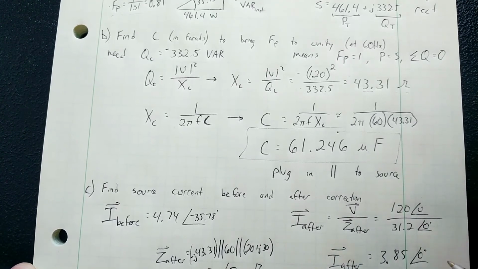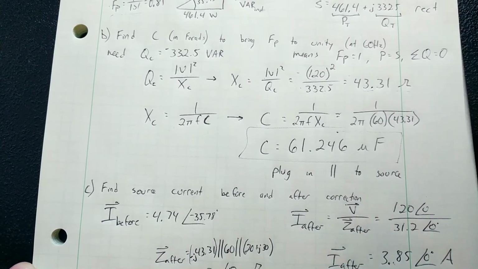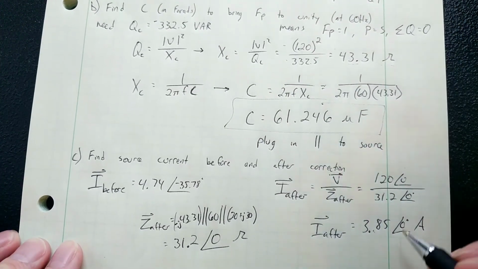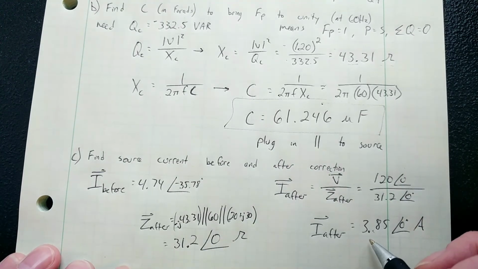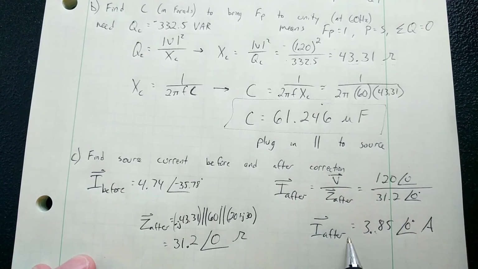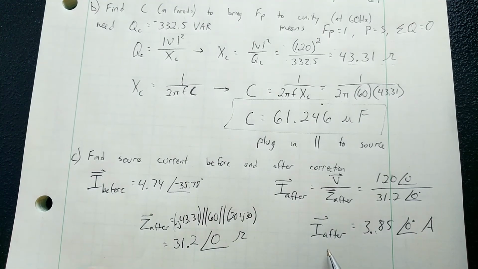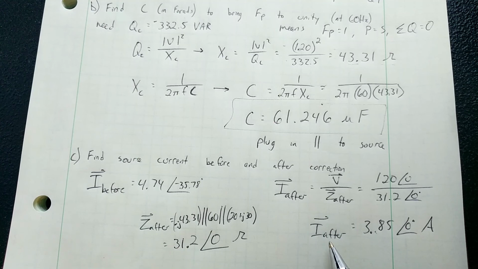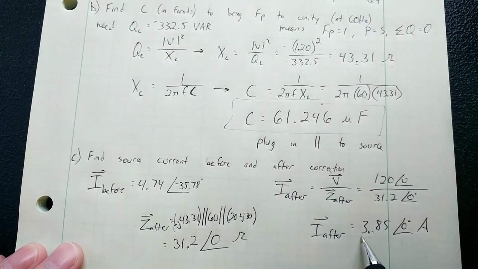3.85 angle 0. This is less than this, which is the goal of power factor correction, to minimize my I for several reasons. One of the big ones being that we want to minimize the I squared R losses in the line. And if you look back to the lecture, we have other reasons, like a smaller source generator. And in real life, we would never bring it fully to 1. We'd bring it somewhere around 0.95. But for the purposes of this class, bring your power factor to unity by 1, and then you will minimize the current.